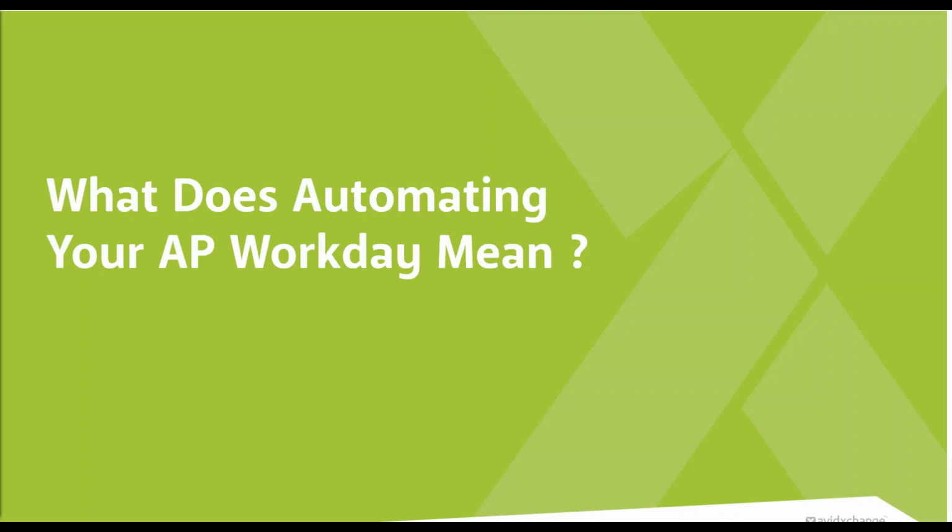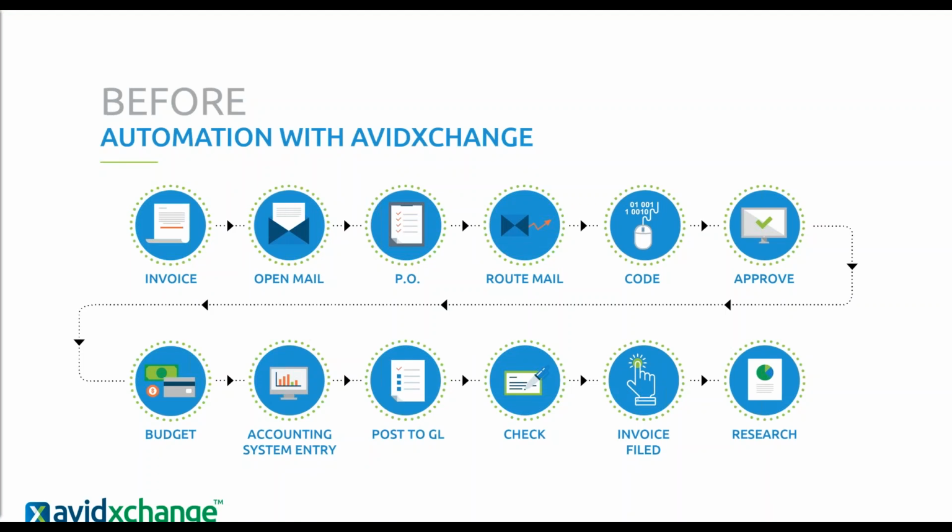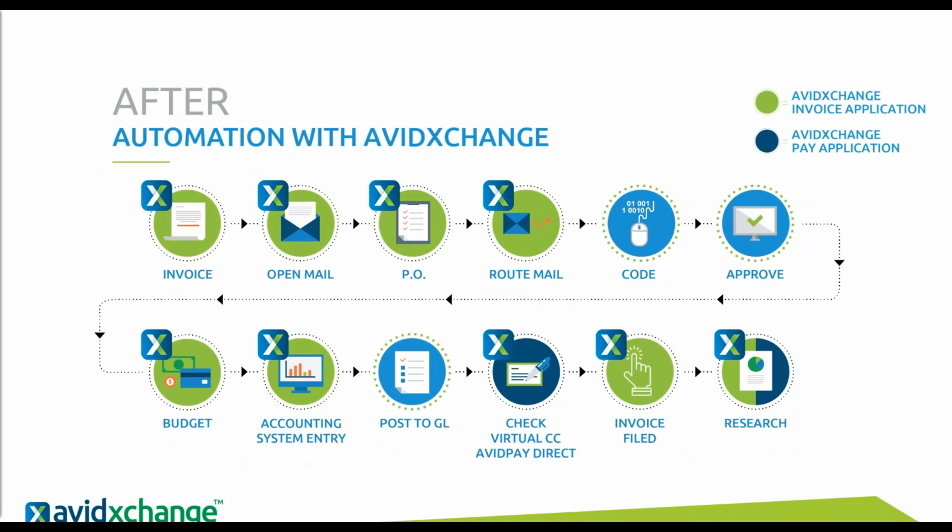So what does automating your workday mean? If you see here, this is probably what your typical day looks like. Receiving the email, opening it, routing it through email, getting approvals on POs or matching the PO to it, coding it into your ERP system, having that approval process, budgeting for your payments that are going to be received, entering that data into your ERP system, posting to your GL, and either printing a check and then reconciling that information.